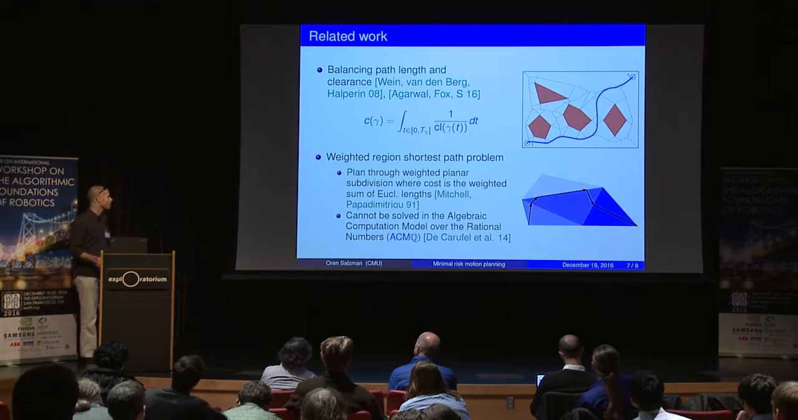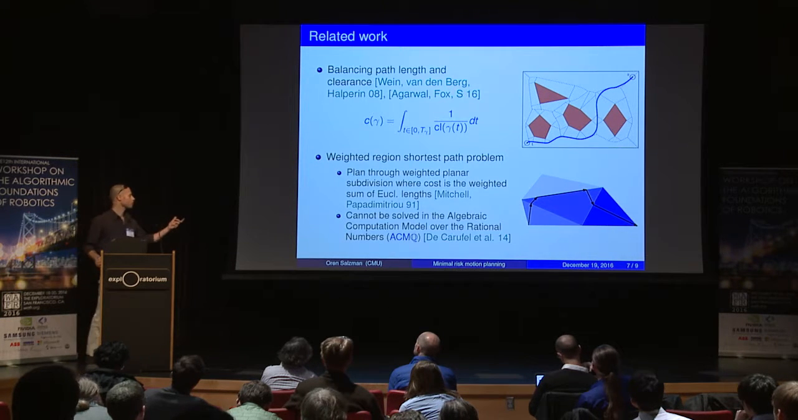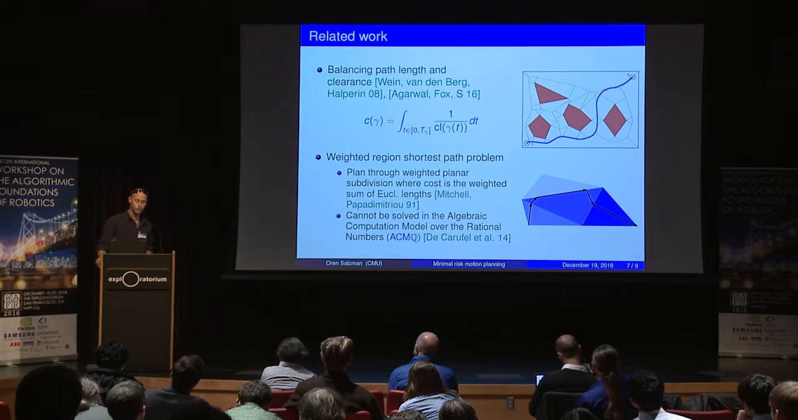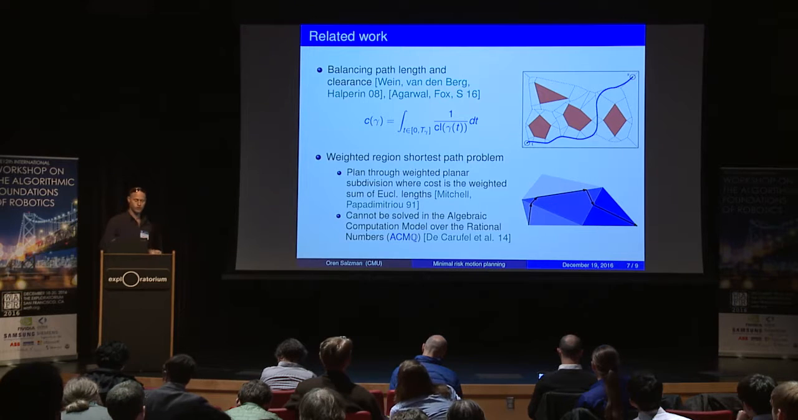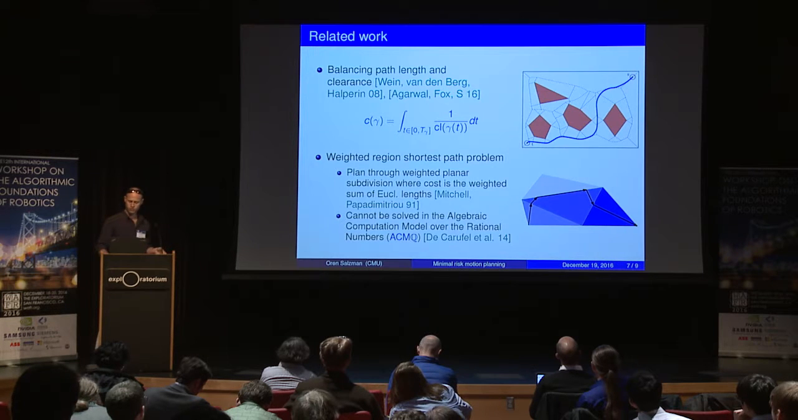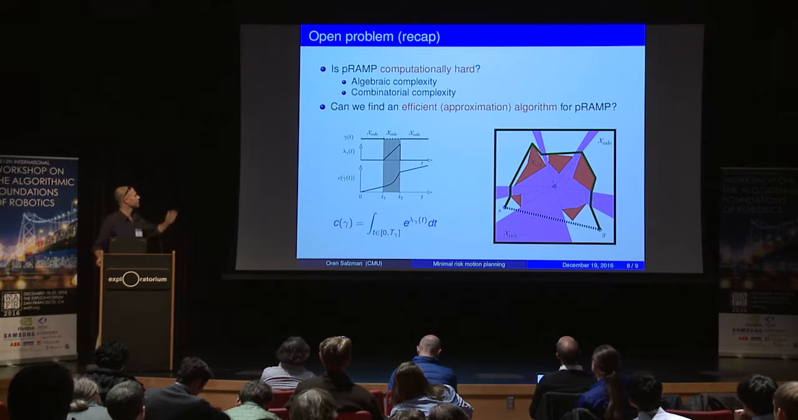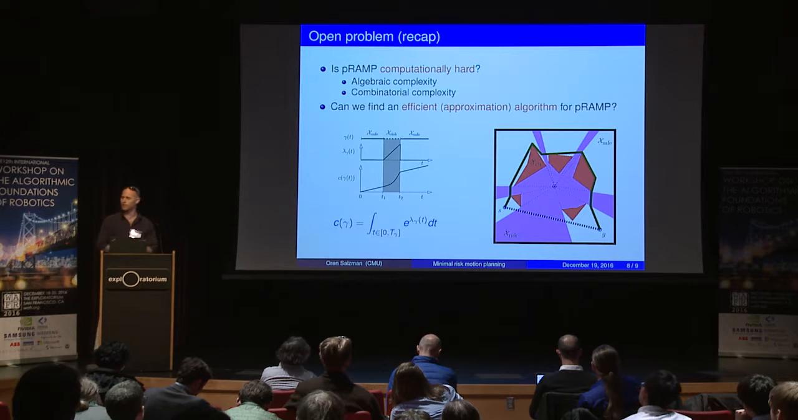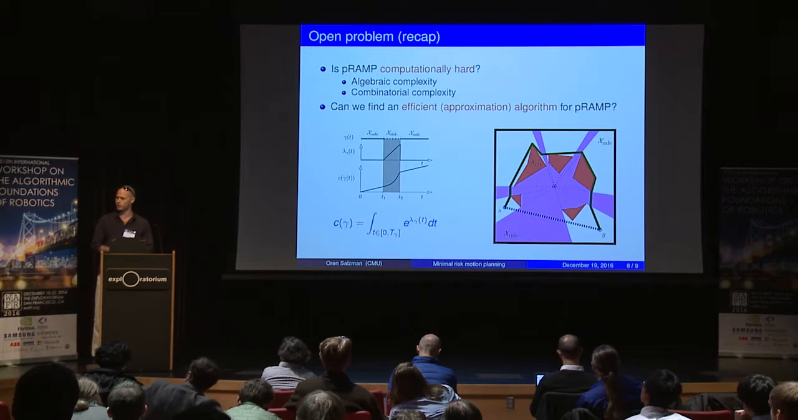On the bad side, another closely related problem is planning for weighted region shortest path, where we have a planar subdivision, and the cost of a path is the weighted sum of Euclidean path lengths. Here, under a reasonable model of computation, the problem cannot be solved exactly. So the question again that I'm asking is: is this problem computationally hard? And if it is, can we get an approximation algorithm for the problem?